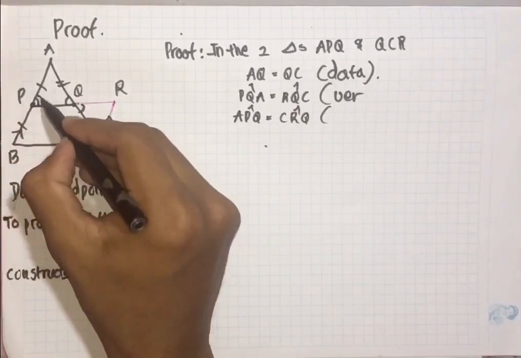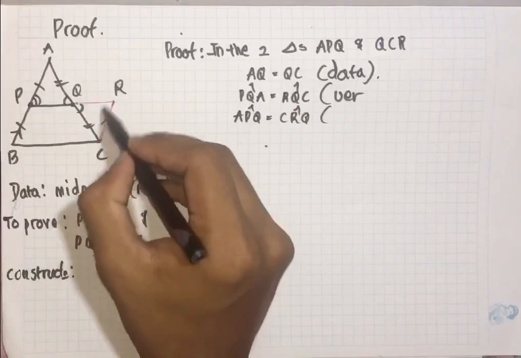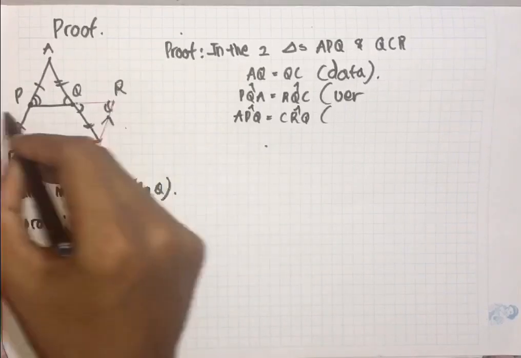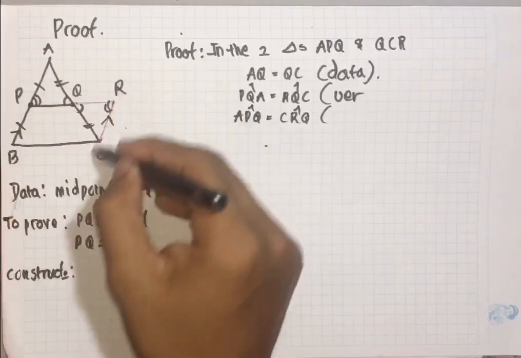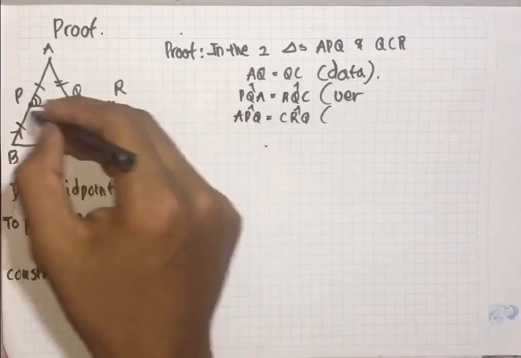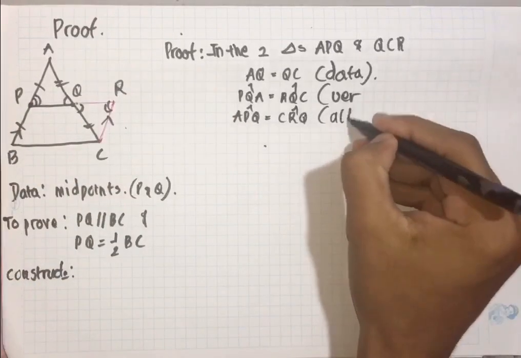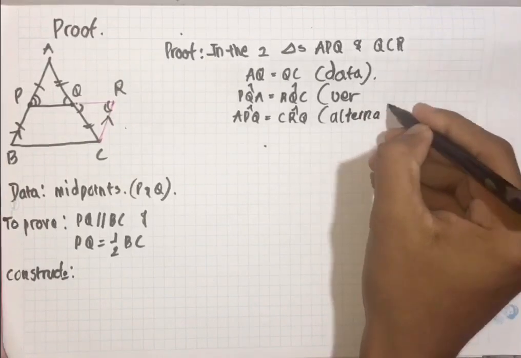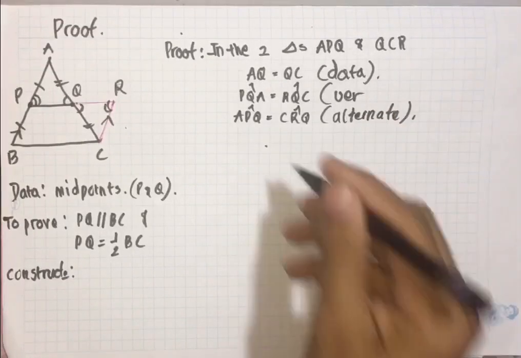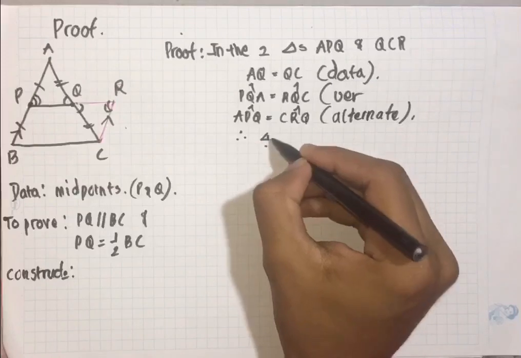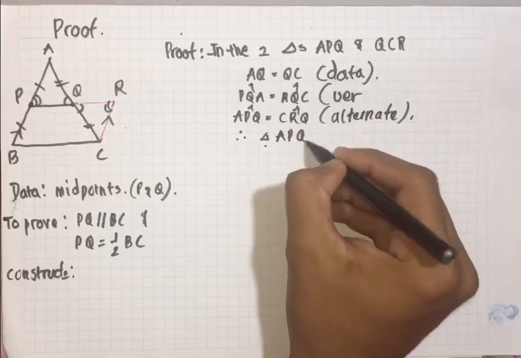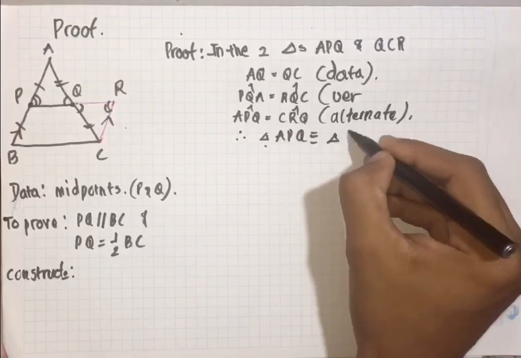This angle is equal to CRQ. What is the reason? It is alternate angles. Since these two lines are parallel, if you draw a straight line across them, you can say these two are alternate angles. Now you can say, therefore, triangle APQ is congruent to triangle QCR.